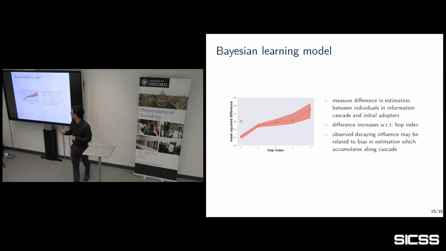The y-axis is the mean squared difference between the evaluations. What you see here is that this difference increases as the hop index increases. This could mean the estimation of the event becomes less accurate and contains more bias, because the estimation of individuals contains bias, and this bias can accumulate along the information cascade, and also the fact that you receive influence from multiple people can have this aggregation effect. So in the end, people here have a less accurate estimation of the event, which might be related to the decaying pattern of the influence in this case. But this is still something that we want to investigate further. It's a conjecture that we hope to test further.